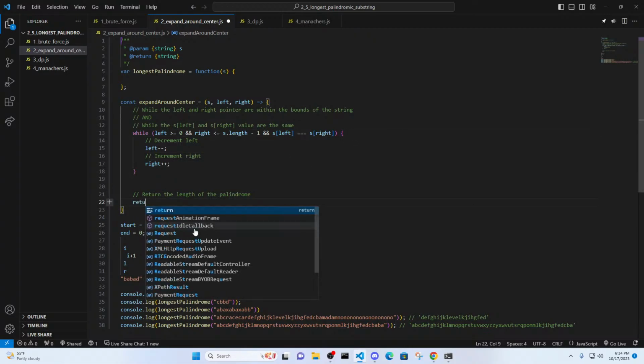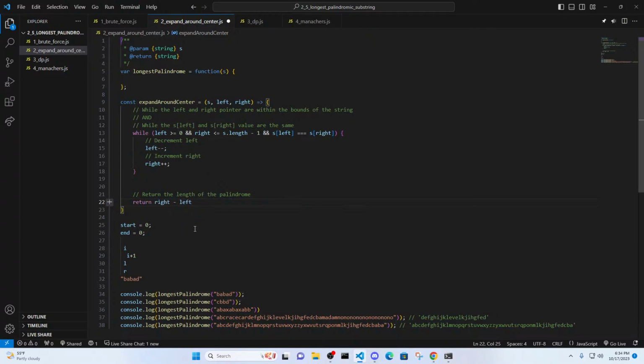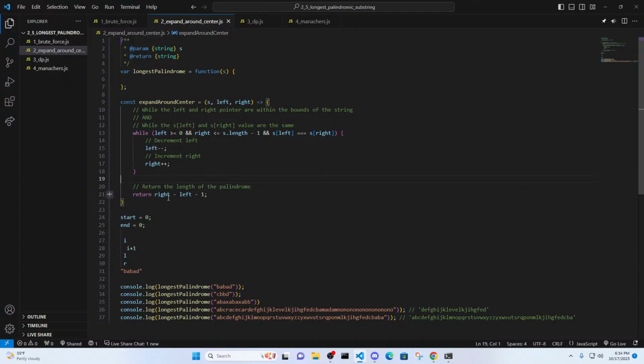And then just return right minus left minus 1. And then we also run it on I plus 1. So in this case, we would enter into this expand around center. We'd pass in the entire string. We have left being passed in as I, and I plus 1 is right. So the values change for this execution of it.